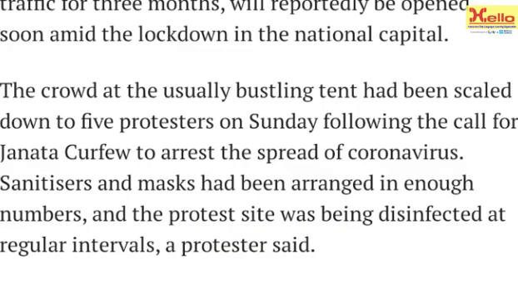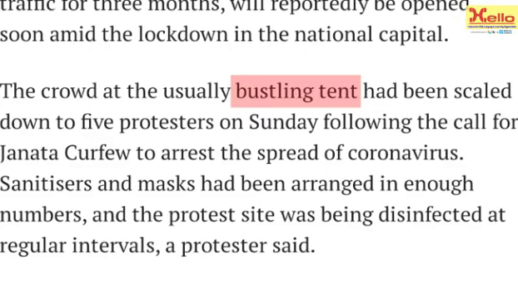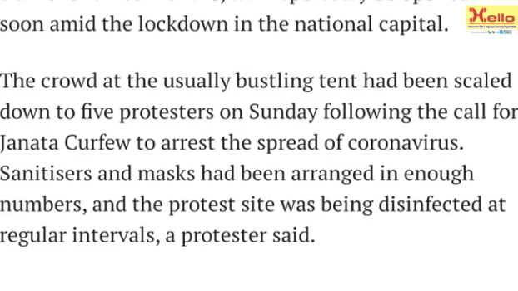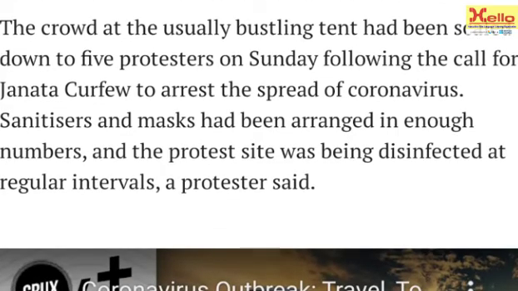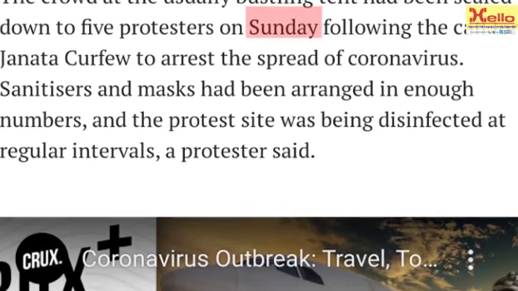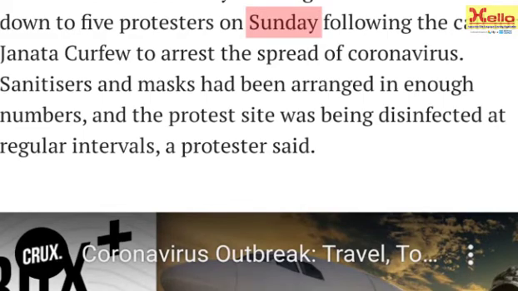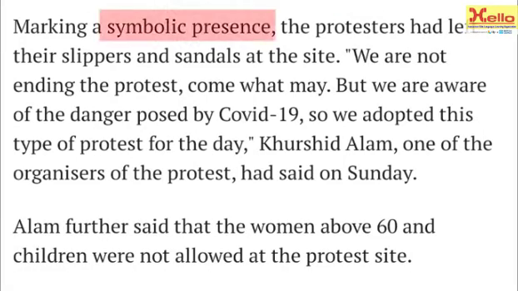If we read it further, there is the crowd at the usually bustling tent. Bustling is really busy, or where there is a lot of noise as well. So that bustling tent had been scaled down to 5 protesters on Sunday. Scale down means to bring it down to 5 protesters. Again, Sunday you can see S is used as capital, marking a symbolic presence. Symbolic presence means which really made an impact, which actually caught attention. The protesters had left their slippers and sandals at the site.